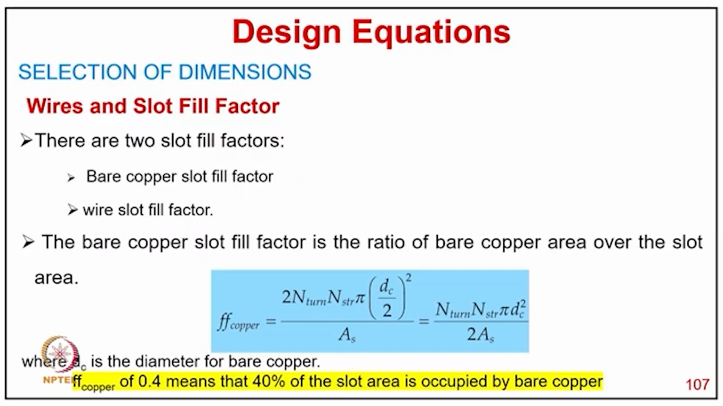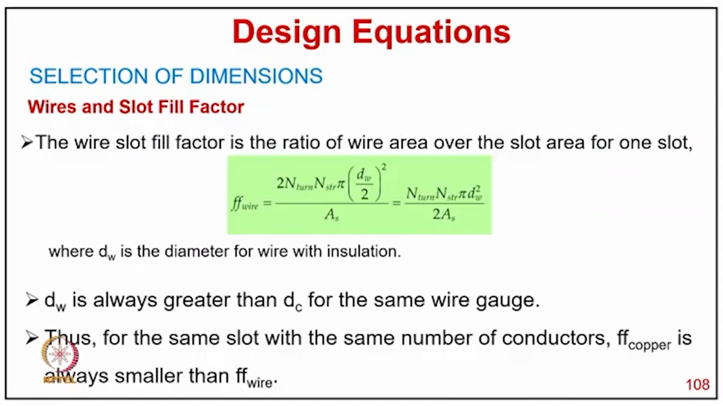So FF copper equals 2 N_turn N_STR times pi D_C squared by 4, divided by A_S, which equals N_turn N_STR pi D_C squared by 2 A_S, where D_C is the bare conductor diameter. An FF copper of 0.4 means that 40% of the slot area is occupied by the bare conductor.